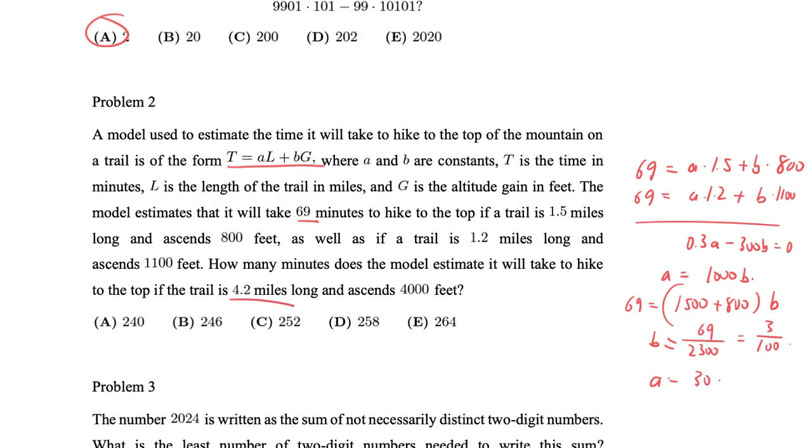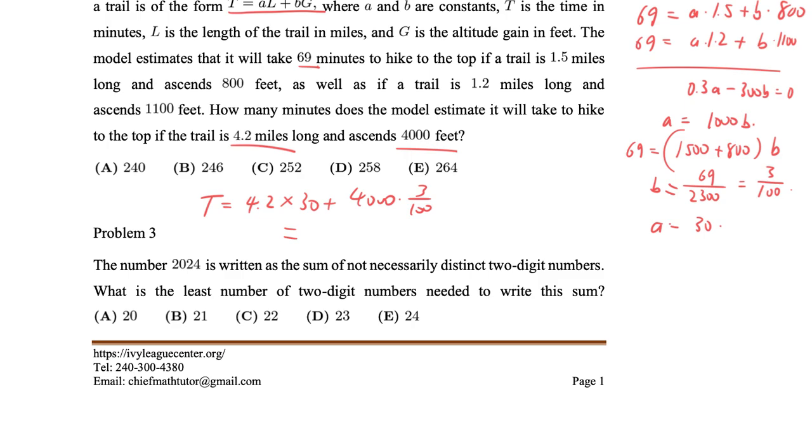And so the question is, if it's this and this, then we can just plug in t equals 4.2 times a plus 4,000 times 3 over 100. So this is just equal to 126 plus 120, and that is equal to 246. It's B.